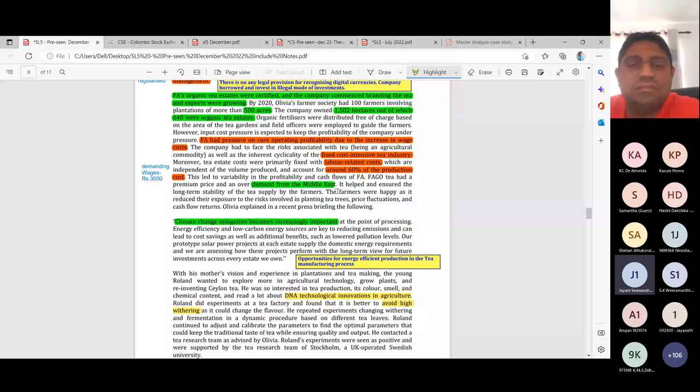So cost is increasing. There is pressure on operating profitability due to the increase in wage cost. The company had to face the risk associated with tea being an agricultural commodity as well as the inherent cyclicality of the fixed cost intensive tea industry. Moreover, tea estate costs were primarily fixed with labor related costs, which are independent of the volume produced and account for around 60% of production cost.